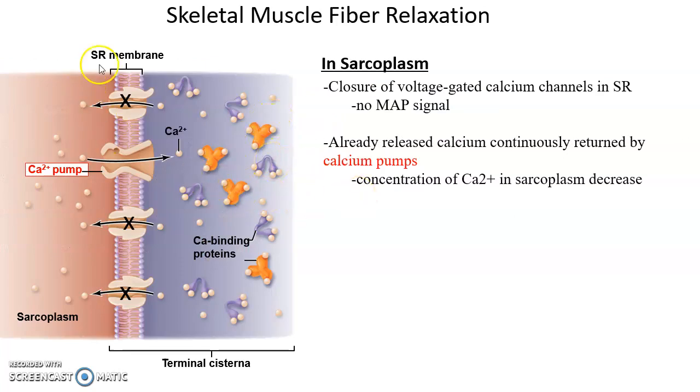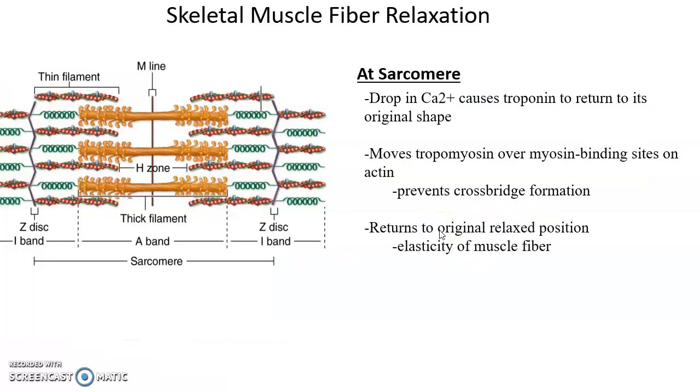In the sarcoplasm, basically the sarcoplasmic reticulum, when it stops getting a signal, a charge change to open its voltage-gated calcium ion channels will stop releasing calcium, and those voltage-gated calcium ion channels will close. However, we still have the calcium ion pumps active, and they will continue to pump calcium back into the sarcoplasmic reticulum. Eventually, enough calcium will be removed from the sarcoplasm that the muscle contraction will cease.